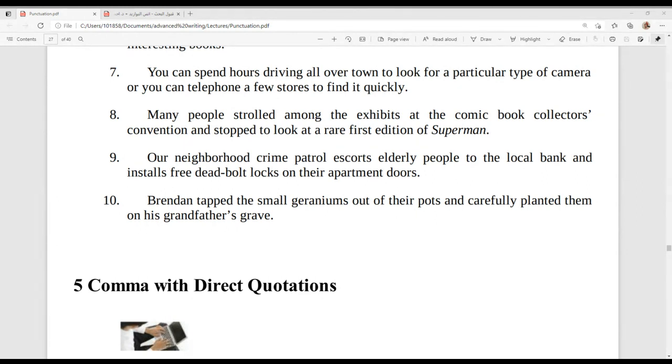I think there is no need here. No need for the comma, because we have the same subject here for the two verbs. Strolled, stopped. Strolled among, stopped to. Okay? The subject here has been ellipted. So there is no need for the comma.